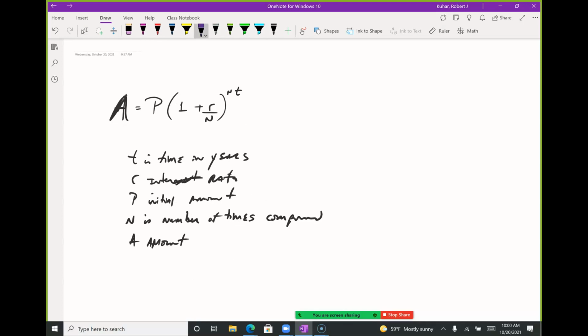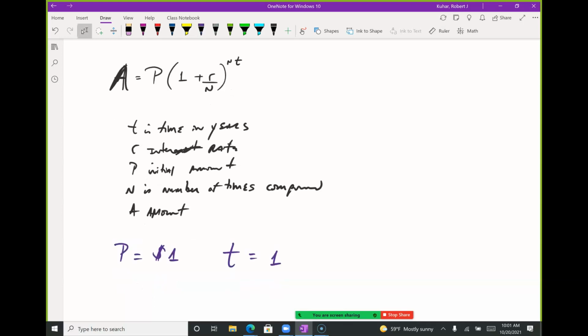So let's look at this not as a debt. Let's look at it as a good situation. Let's invest, right? Let's invest $1 for 1 year, and let's take an interest rate of 100%. Sounds good. We're going to put in $1 for 1 year with an interest rate of 100%, and I'm going to calculate the interest an infinite number of times.